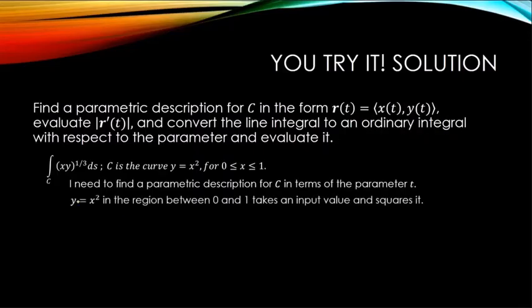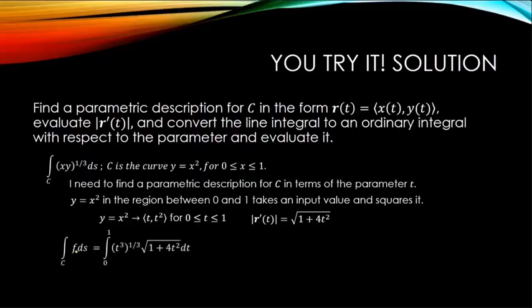t. y is equal to x squared is a function between 0 and 1 that takes an input value and squares it. If I use t as my input value, y is equal to x squared will give me a vector with components t and t squared, where 0 is less than or equal to t, which is less than or equal to 1. The magnitude of r prime is given by the square root of 1 plus 4t squared, so that my line integral over C of f ds is equal to the integral from 0 to 1 of t cubed raised to the 1/3 power times the square root of 1 plus 4t squared dt.